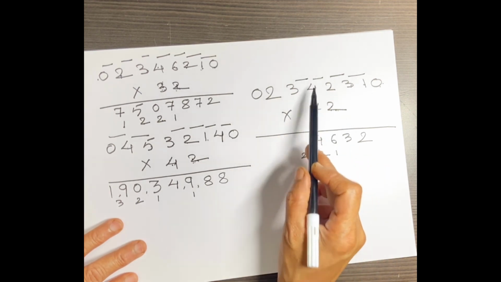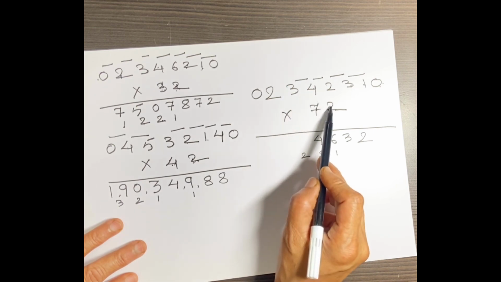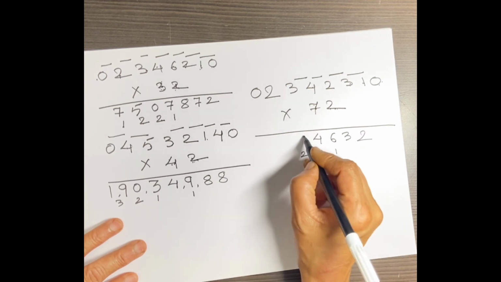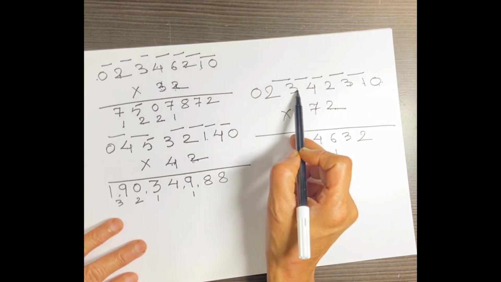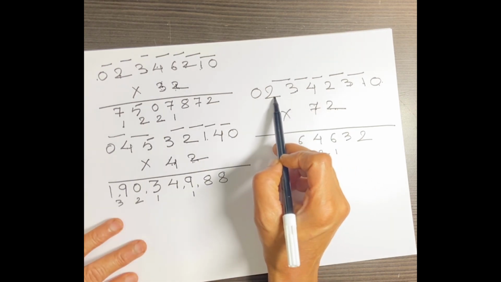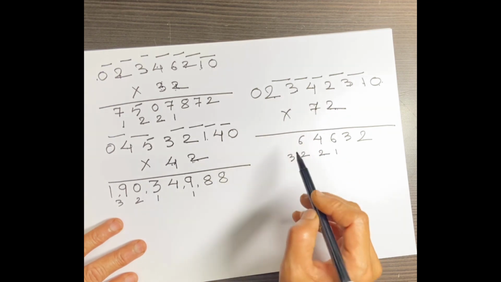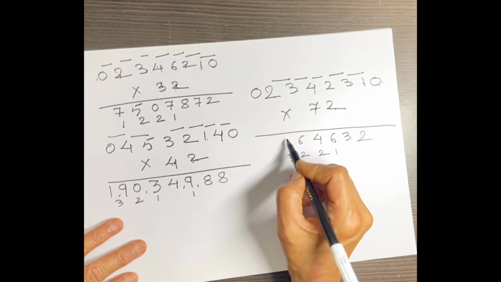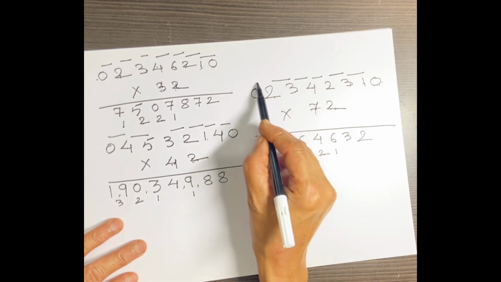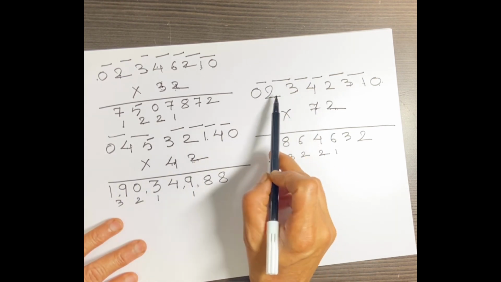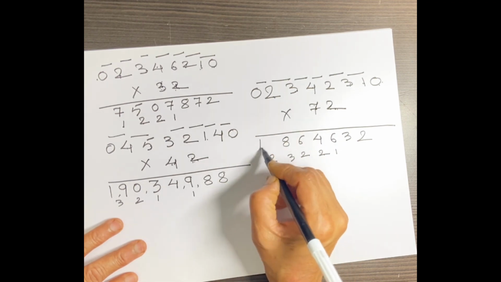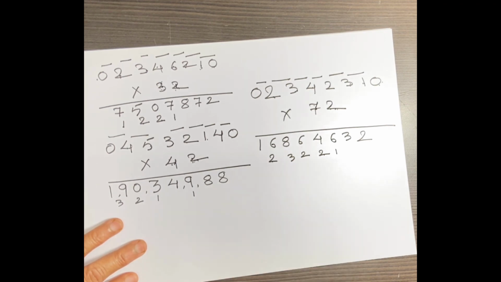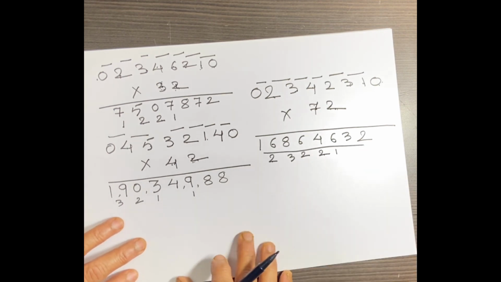Next pair, 7 fours are 28. 28 plus 3 twos are 6. 28 plus 6, 34. 34 plus 2, 36. Next, 7 threes are 21. 21 plus 2 twos are 4. 21 plus 4, 25. 25 plus 3, 28. So 8 and 2. Next pair, 2 zeros are 0. 7 twos are 14. 14 plus 0 is 14. 14 plus 2, 16. We have finished our multiplication in a few seconds.